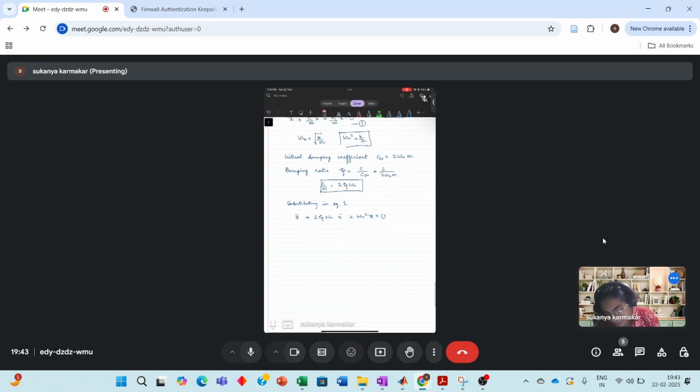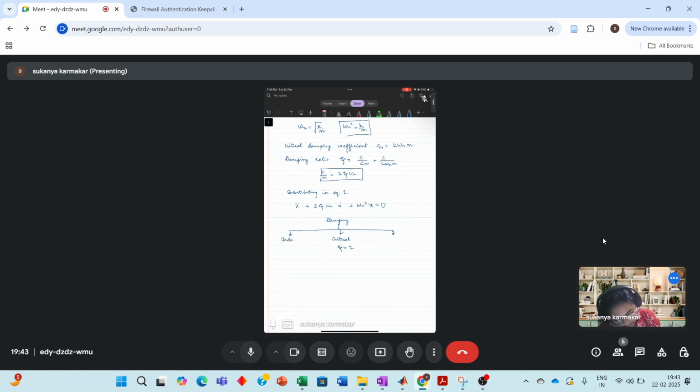So damping can be of three types. It can be critical when zeta is equal to 1. It can be under damping or over damping. So under damping is zeta less than 1. Over damping is zeta greater than 1.